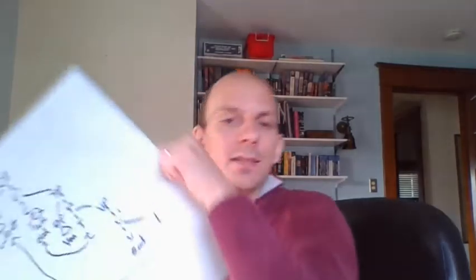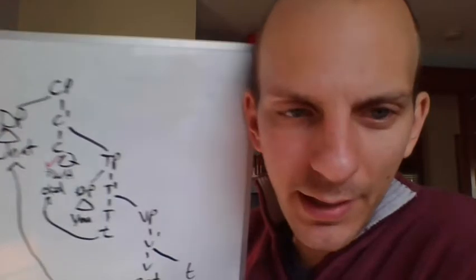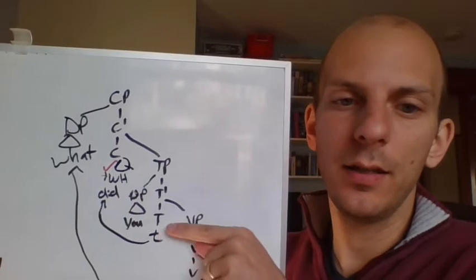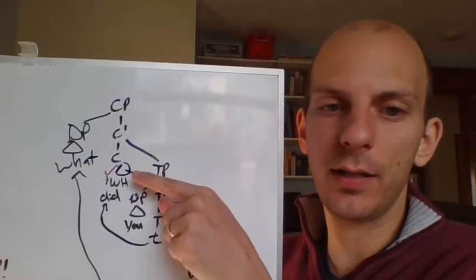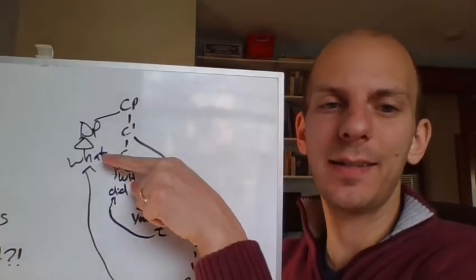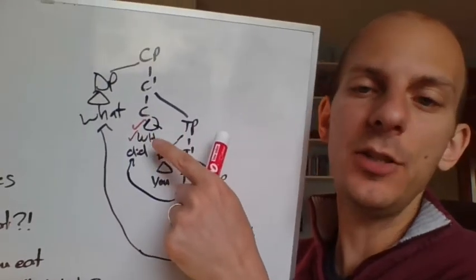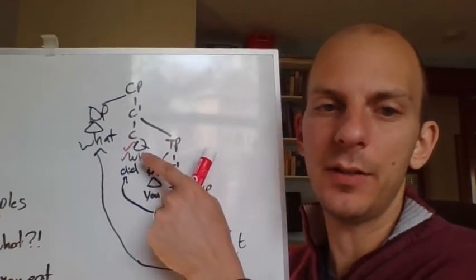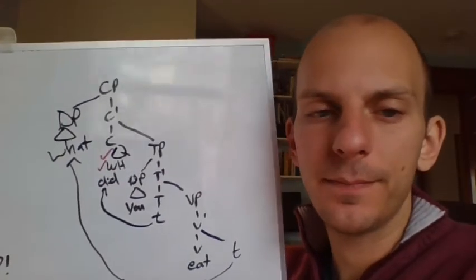All right, so we can say that this plus Q feature up here, oh, you can't even see my fancy colors, but that's red. This plus Q feature is checked by this T to C movement, right? Checked right there. And down here, this plus WH feature is checked by this movement of the WH word. Aha, so both of these features are now satisfied. They've been checked. Again, the Q by the T to C movement and the WH by this WH movement here.